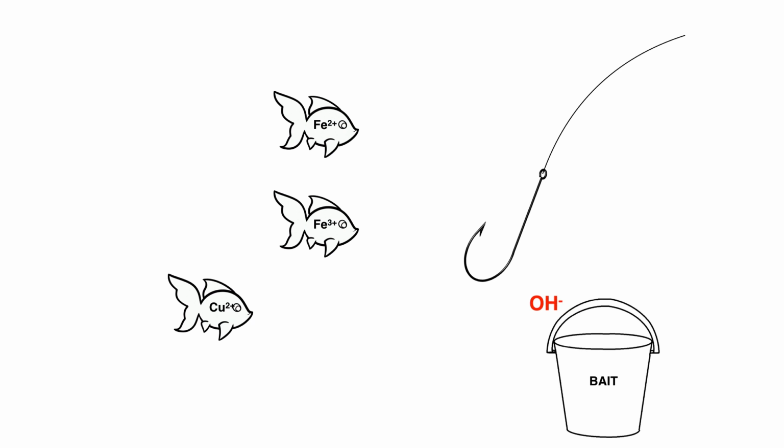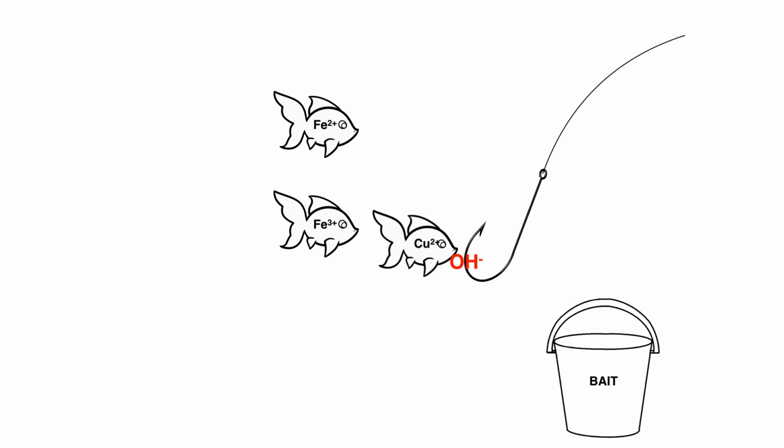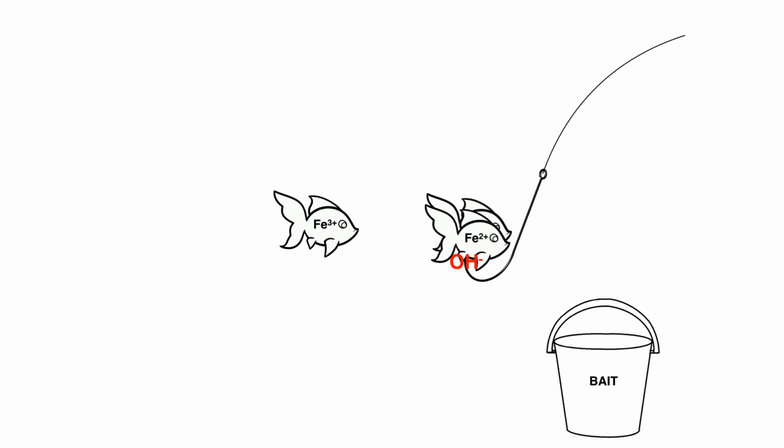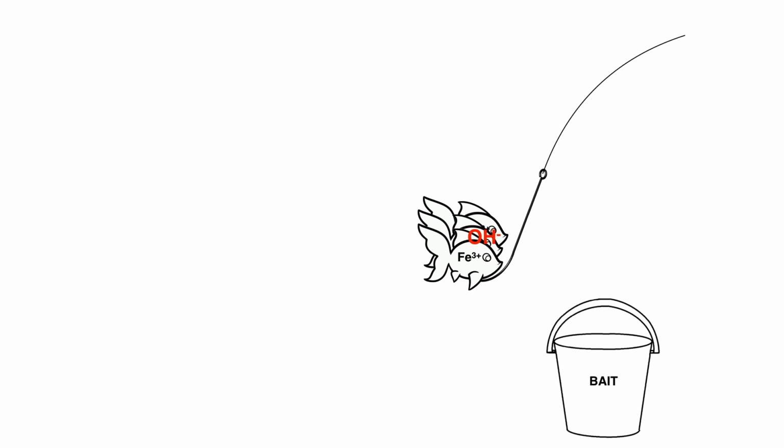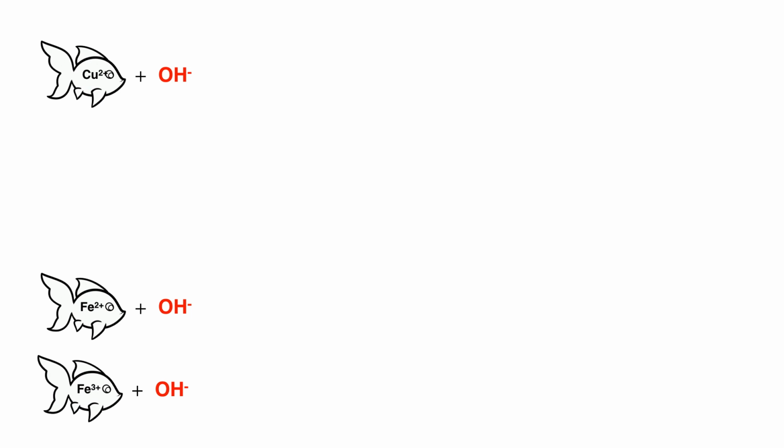We've only got one piece of bait left in the bucket, hydroxide. All 3 of our fish are interested. Copper falls first, iron 2+ next, and iron 3+ next. In other words, all 3 of these ions will react with hydroxide in solution to form a precipitate. Let's take a look. They get pulled out of solution and the chemistry is as follows. Up the top, copper ions will react with hydroxide ions. See, on the left they are aqueous, but on the right they have formed a solid.